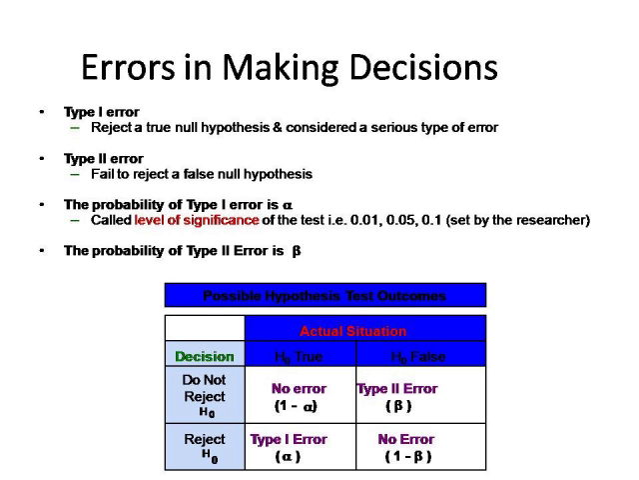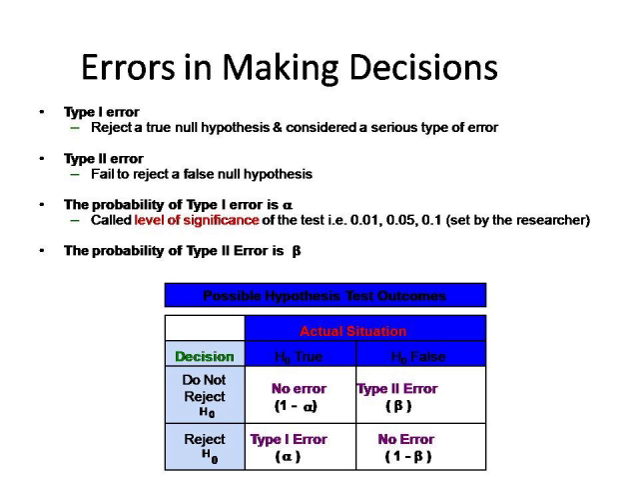So if you reject the null, there is a type 1 error chance that you've made a mistake, and that's in fact represented by alpha. So if you do a 5% test, there's a 5% chance that you'll reject the null when in fact it is true.